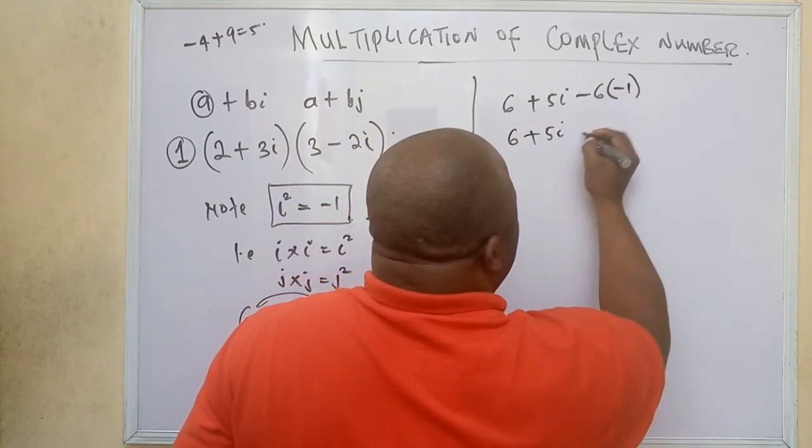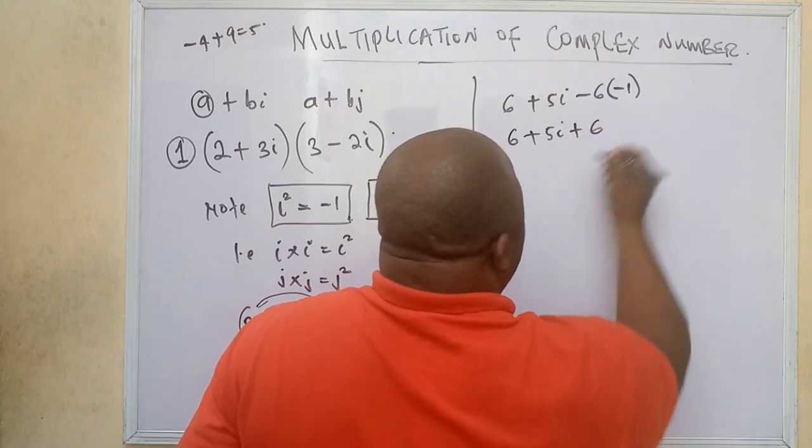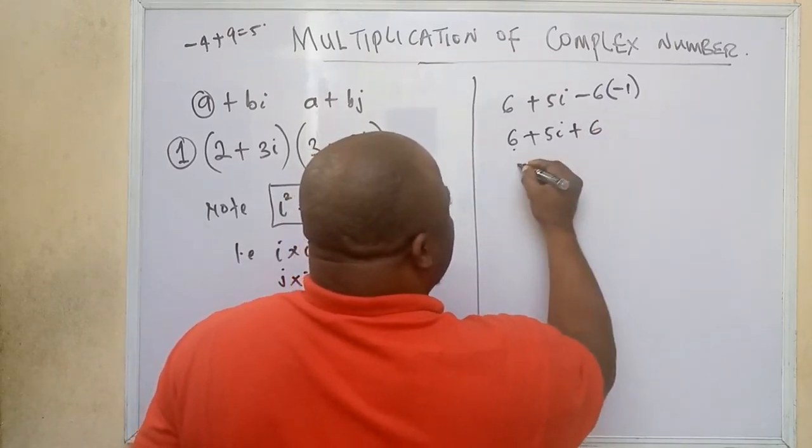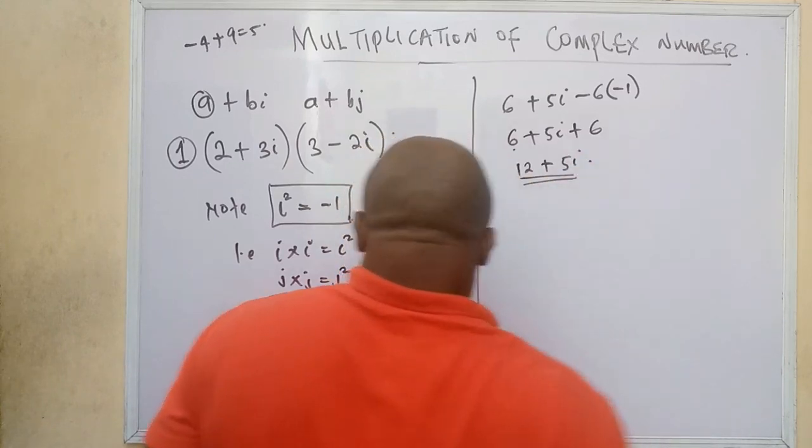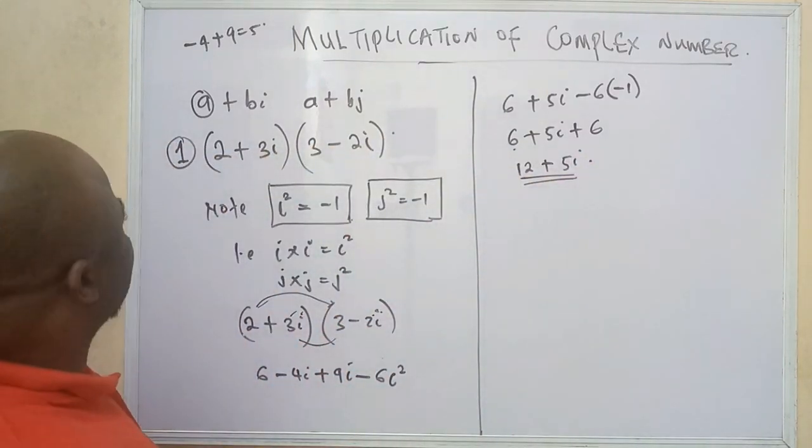Minus times minus is plus, so that is plus 6. So you have 6 plus 6, that is 12 plus 5i. Now let's continue and see the other one.